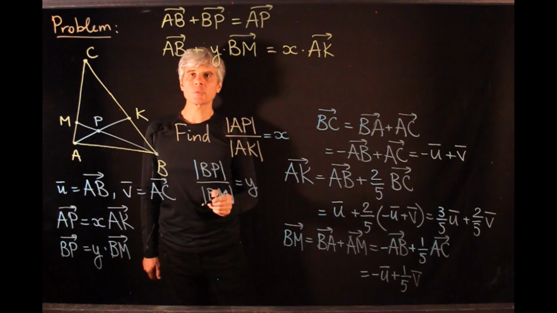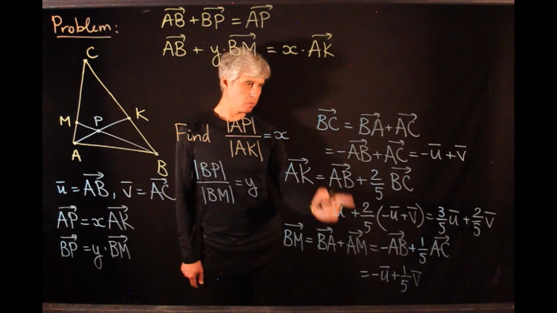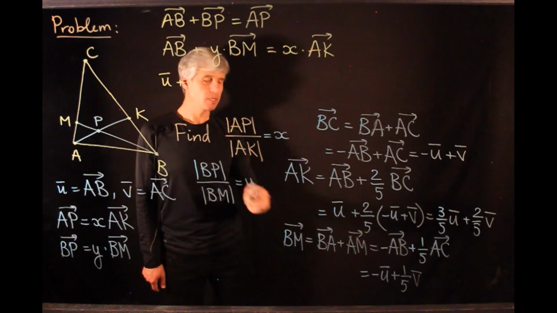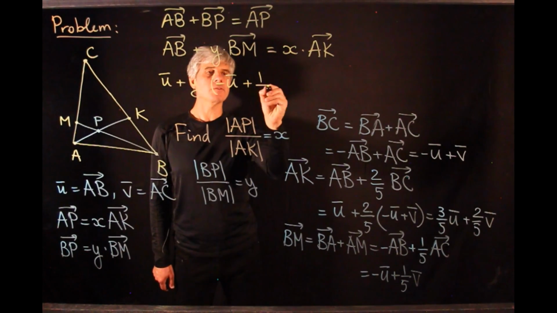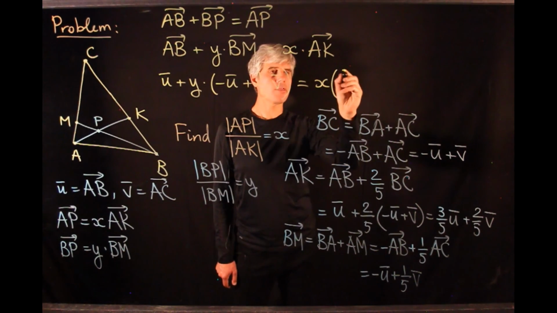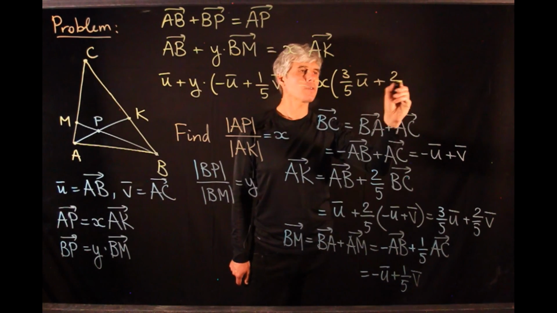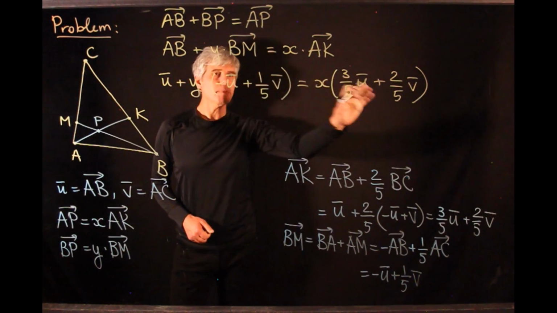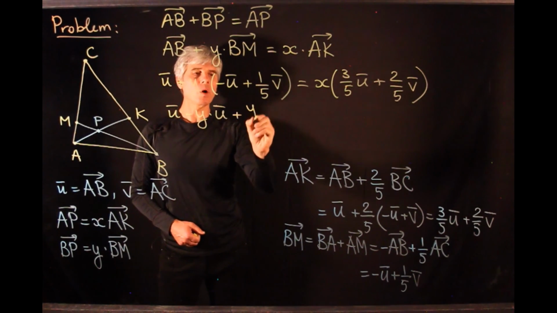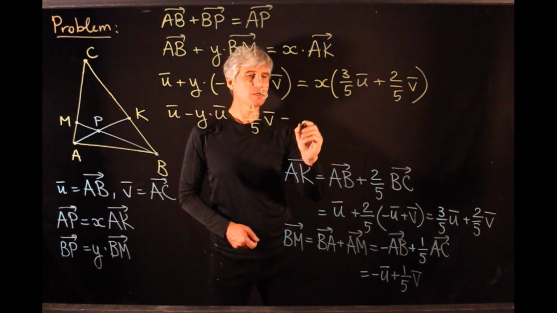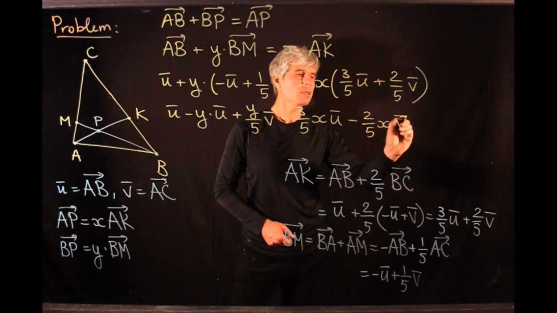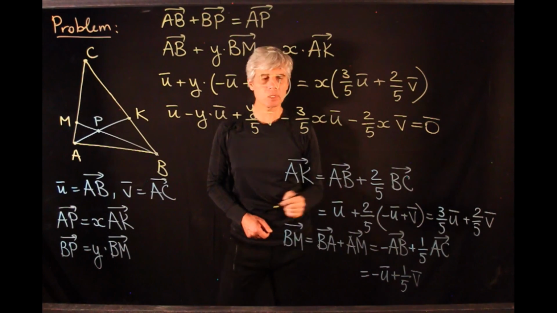And next, we're going to express everything in terms of basis vectors using the expressions that we obtained here. So AB is just U plus Y times BM, so this is negative U plus 1/5 of V. And that equals X times AK, which is 3/5 of U plus 2/5 of V. Let us expand this and take everything to one side. So we have U minus Y times U plus Y over 5 times V minus 3/5 X times U minus 2/5 X times V. And since there is nothing left on the right-hand side, this is equal to the 0 vector.